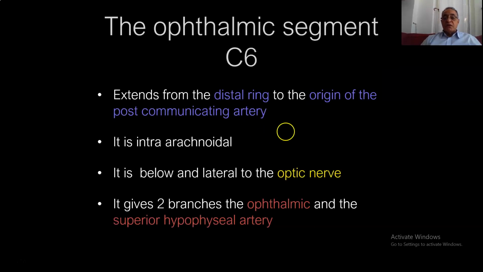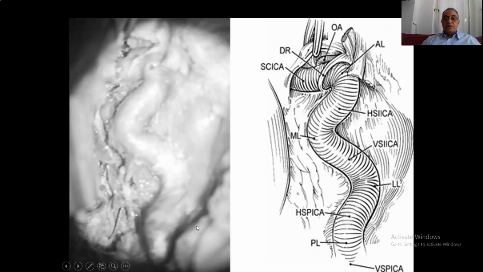Ophthalmic segment, now we are starting to go intracranially. We have two segments intracranially. It extends from the distal ring, as a continuation of the clinoidal segment, to the origin of the PCOM. It is intradural. It is below and lateral to the optic nerve. Most of you know this relation, the optico-carotid triangle. It gives two branches, the ophthalmic and the superior hypophyseal arteries, as we'll see. So now we entered the cranium. This is the segment, the ophthalmic artery is here, and here is starting the ophthalmic segment.